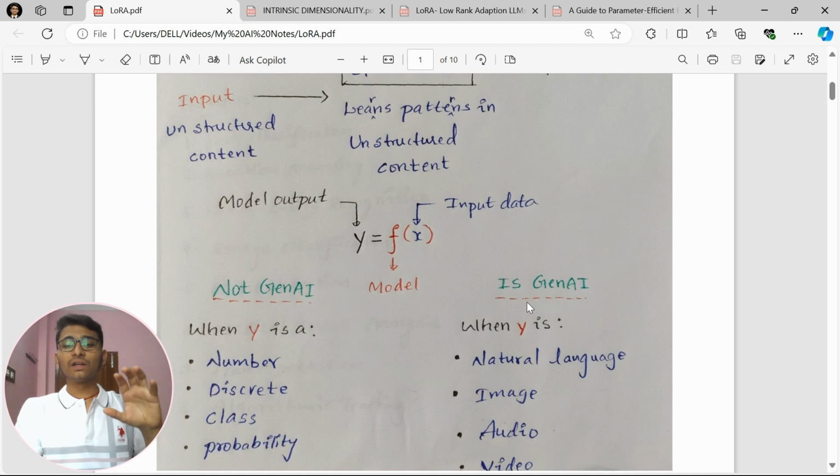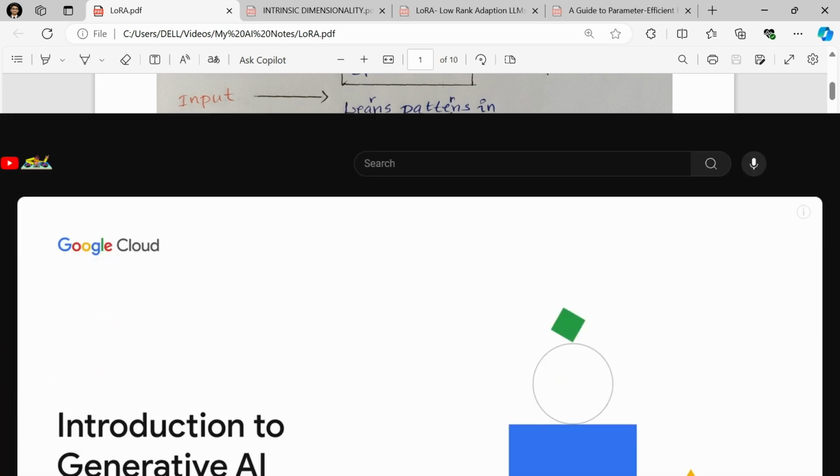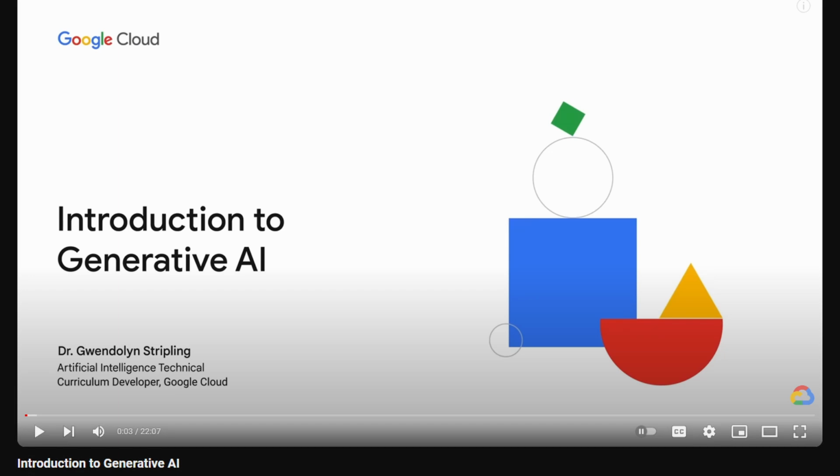In a similar way, if the model is able to generate audio and video, we will consider the model a generative AI model. If you want an in-depth explanation, go and watch the video from the Google Cloud Tech channel. I will give the link in the video description.